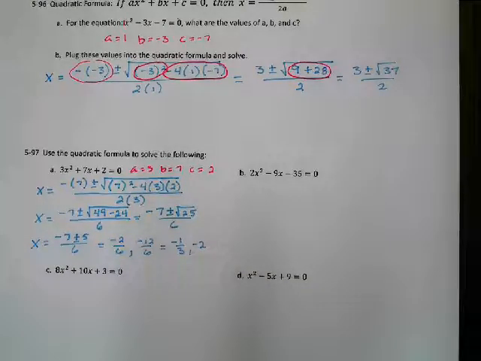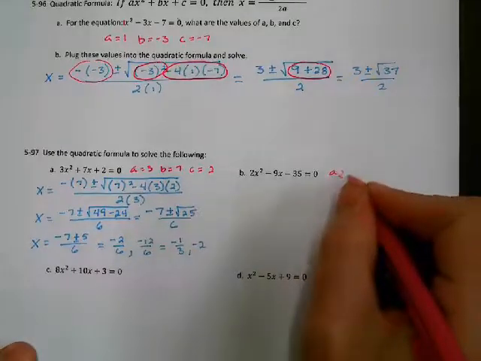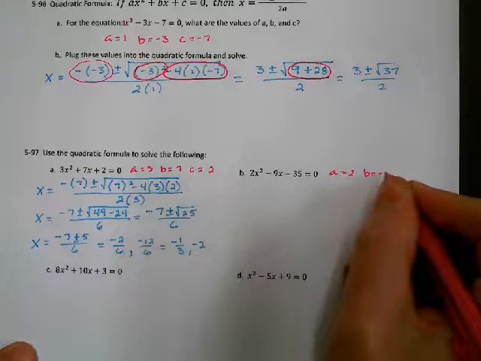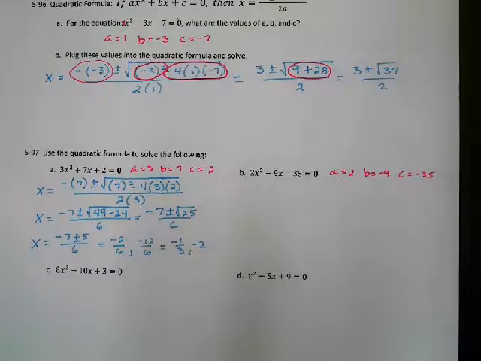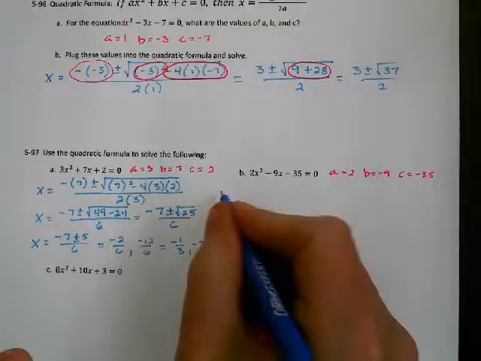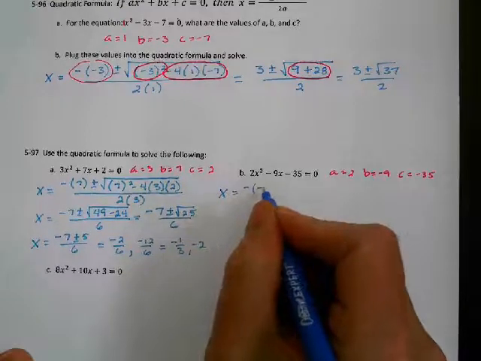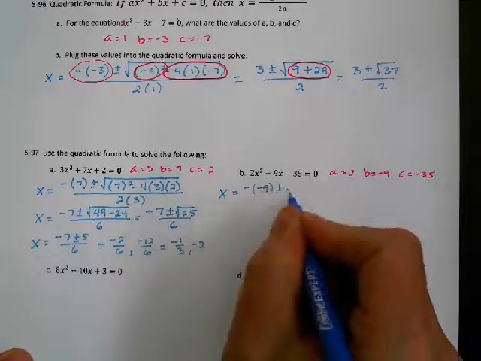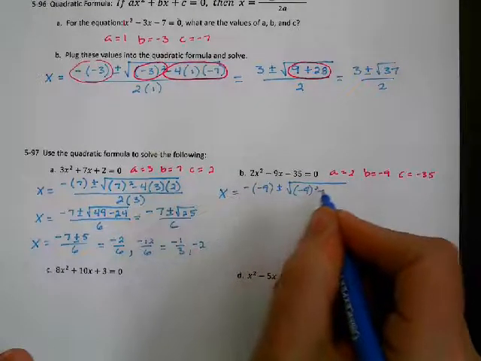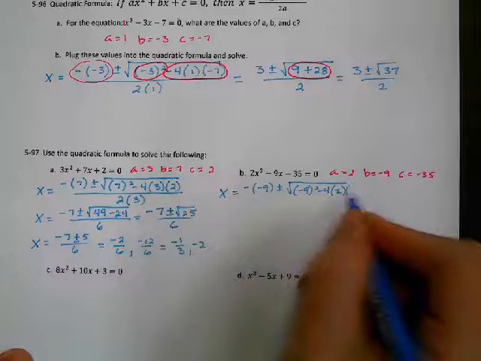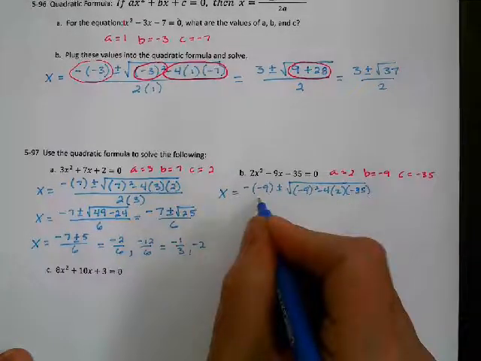Next one. A is 2, B is -9, C is -35. Okay, so let's plug it into our formula. X equals -9 plus or minus the square root, b squared, so -9 squared, minus 4 times A, which is 2, and C, which is -35, all over 2 times A, and A is 2.